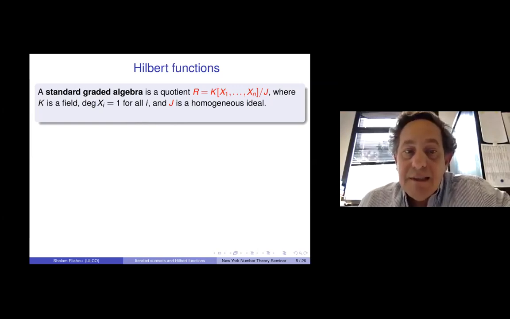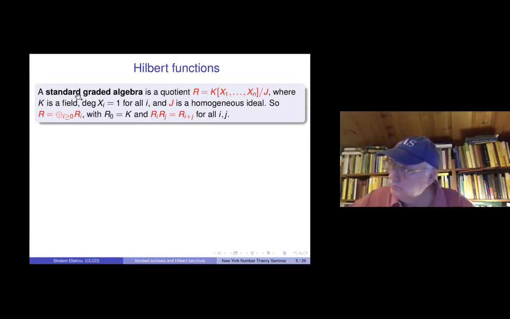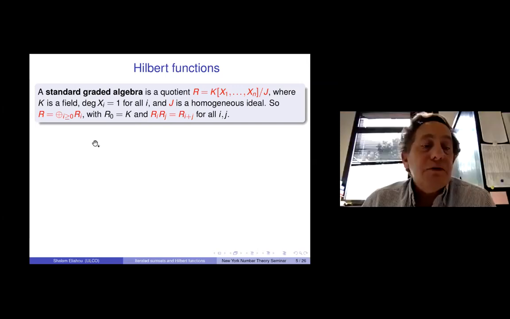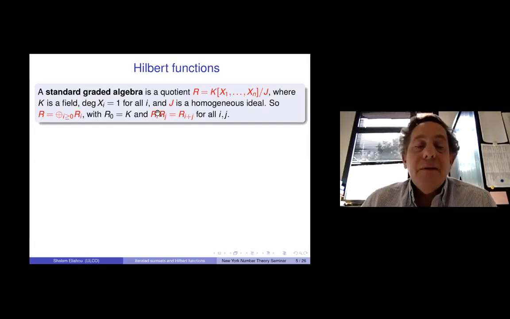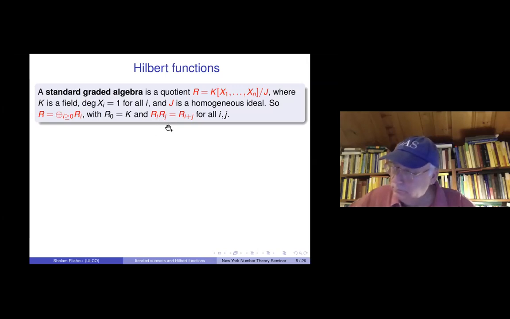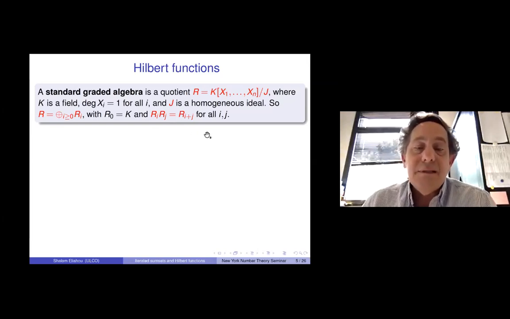The grading is standard. And so consequently, you may decompose R as a direct sum of vector spaces, the pieces of degree i. Of course, in degree 0, you have the field. And of course, since it's generated by the degree 1, then Ri times Rj is not only included in R(i+j), but in fact is equal to R(i+j). So that's the object we'll be looking at.